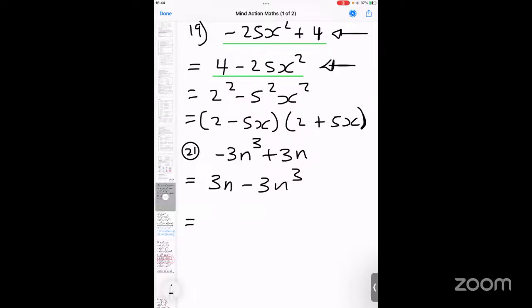So can 3 be written as something squared? No. If it's a no, then we check. Can 3 be a common factor? Is it a common factor? Yes. Then we take it out. Then we say this n, can it be written as something squared? No. Can it be a common factor? Yes, then we also take it out.